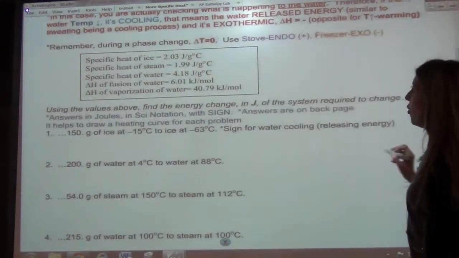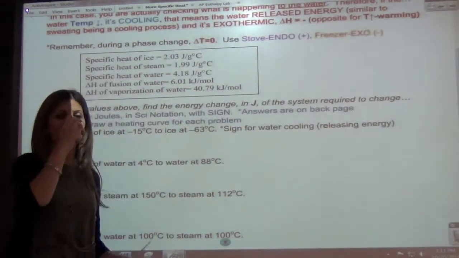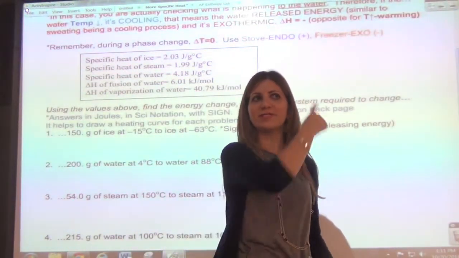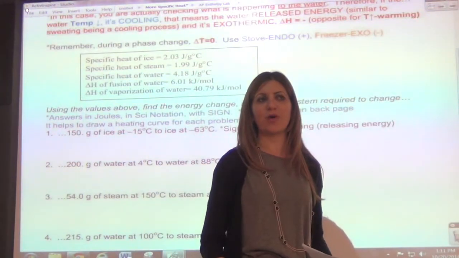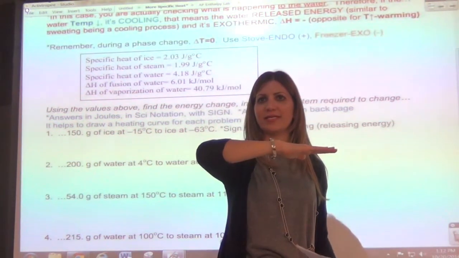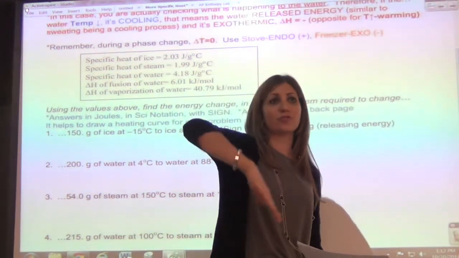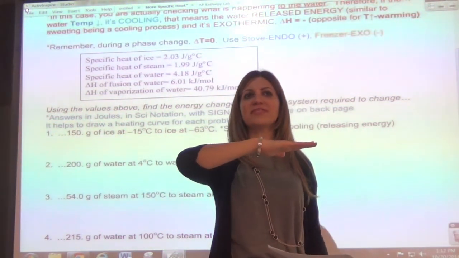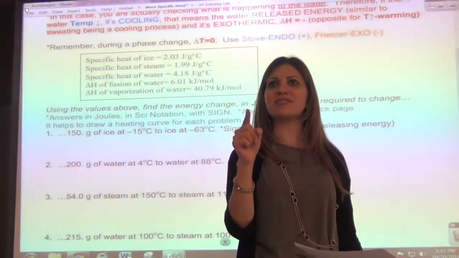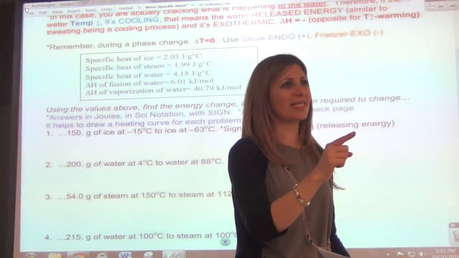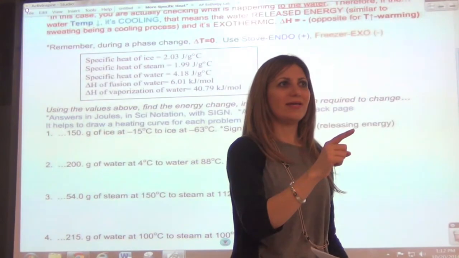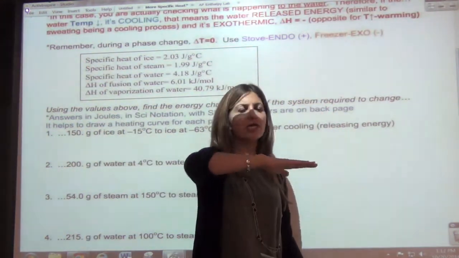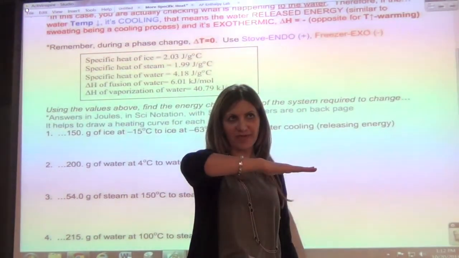All right, so remember, during a phase change, why does none of this work? What's wrong? The temperature's constant. Your temperature's not increasing, it's not decreasing, it's remaining constant. And if delta T is 0 and you go to do mc delta T, mathematically, what's wrong with that? You can't multiply by 0. If you multiply by 0, everything's going to be 0. That doesn't work, okay? So you can't do mc delta T if you're doing a phase change.